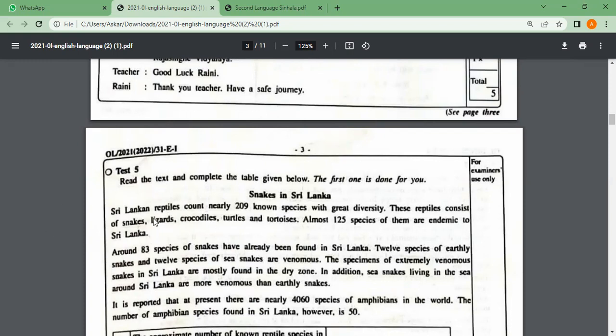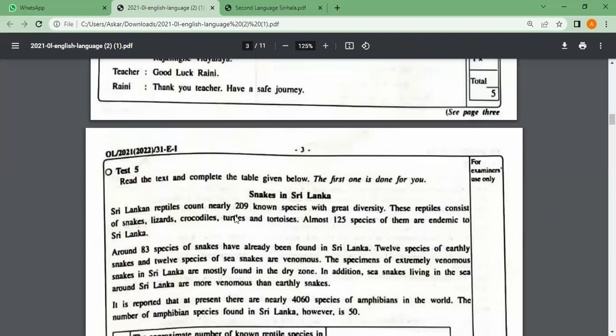So, Sri Lankan reptiles count nearly 209 known species with great diversity. In reptiles alone, 209 species are there with great diversity. These reptiles consist of snake, lizard, crocodile, turtle and tortoise. You know the meaning of snake, lizard, crocodile, turtle and tortoise.